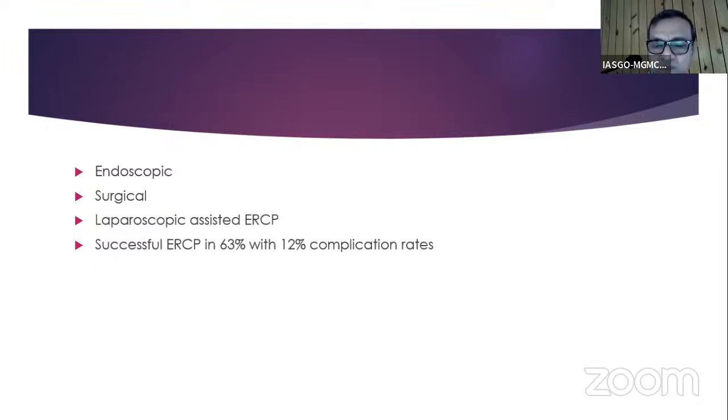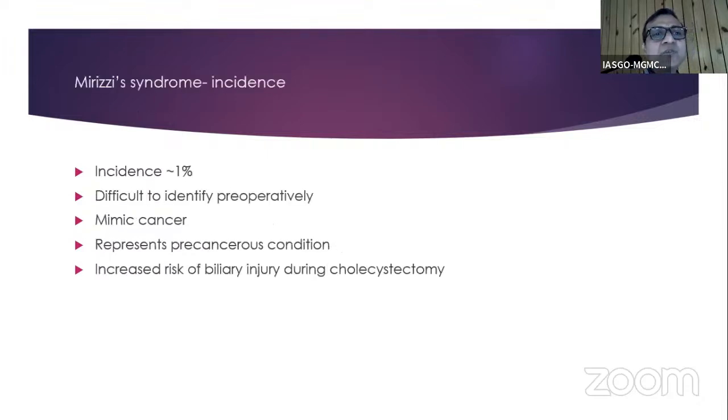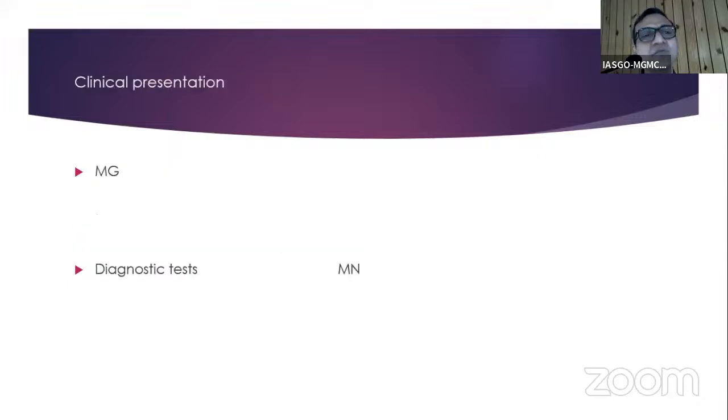So this is about CBD stones. Coming to Mirizzi syndrome, the incidence is around 1%, and Mirizzi syndrome is an area of interest despite its incidence being only around 1%, because it's difficult to identify pre-operatively. It sometimes mimics cancer, represents a precancerous condition, and it increases the risk of bile duct injury during cholecystectomy if we are not careful.